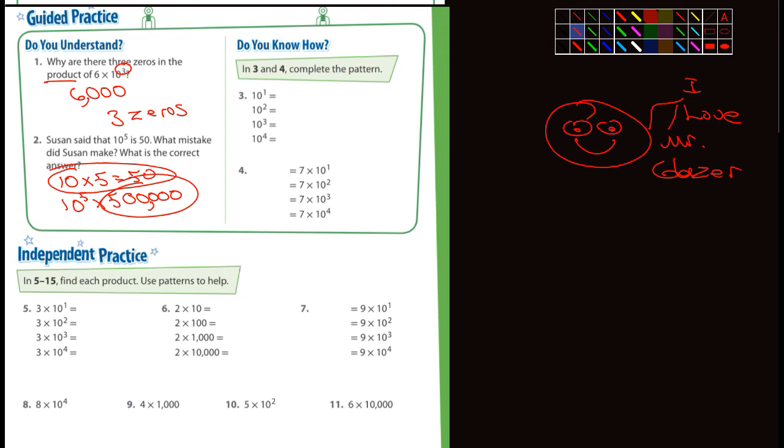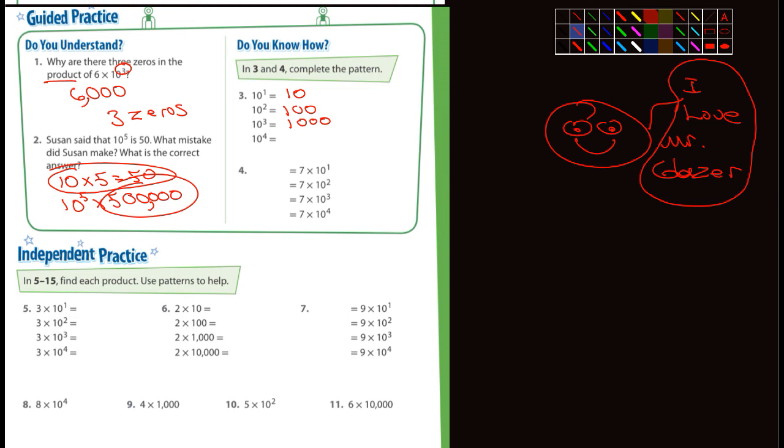There we go, because I'm doing your work for you. How nice is that? All you have to do is copy it down. So complete the pattern. 10 to the first is what? 10. 10 squared, or 10 to the second power, is what? 100. Notice the exponents are matching the number of zeros. 10 to the third is 1,000. How many zeros? 1, 2, 3. I'm going to let you do the last one.